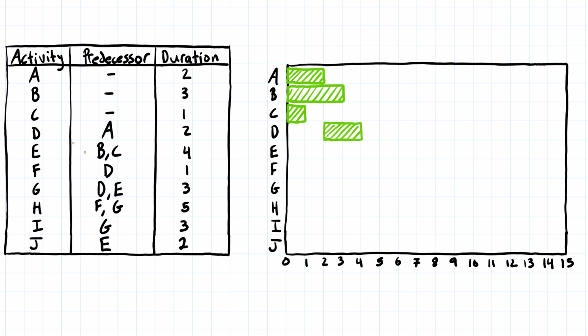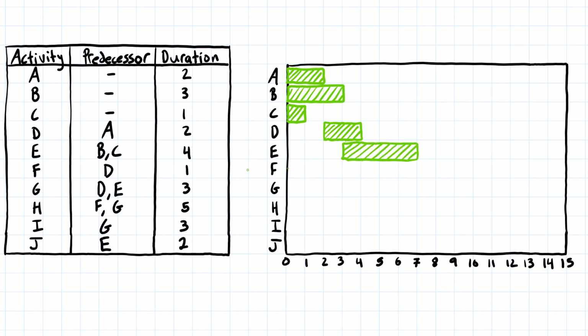Then looking at activity E, it depends on B and C. So it can't start until B and C are both finished. And activity E is 4 days long. So let's find out where B finishes. It is here at the end of the third day, and C is here at the end of the first day. So we have to start after both of those are finished. So we're going to be starting here clearly after the end of the third day, or it's also the beginning of the fourth day. And we're going to draw on E here to be 4 days. So it'll be 1, 2, 3, 4.